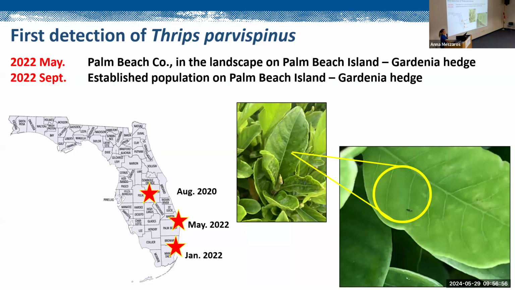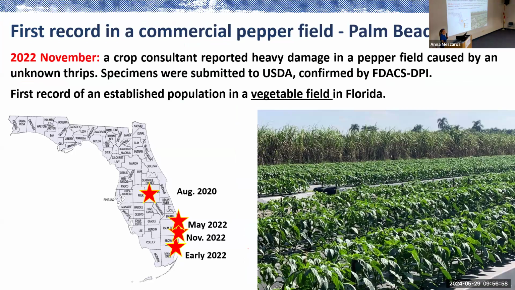Anyway, in November 2022, this is when everything went sideways. It was reported in commercial pepper fields for the first time in Palm Beach County. And this was the very first record of an established population in a vegetable field in Florida.